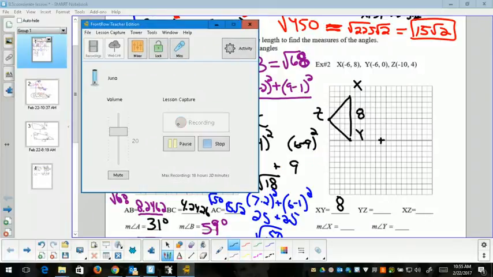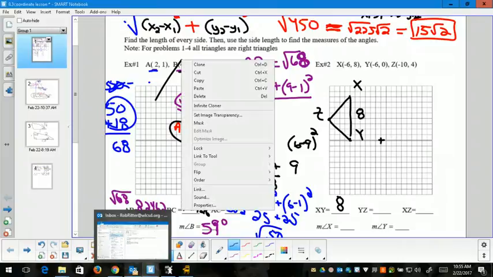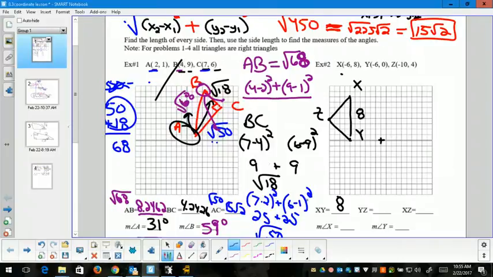Just count. We didn't need the distance formula to find xy because it's a vertical distance, so we could have just counted. Some of you did the distance formula, you still got square root of 64, which is 8. So you save yourself a little time there if you recognize that that's a vertical distance, we can just count.